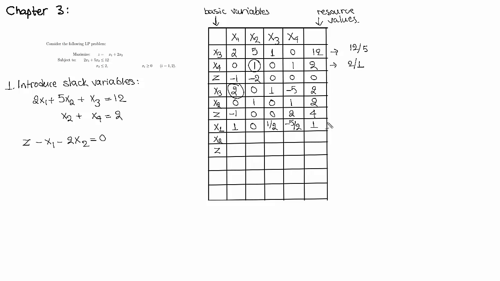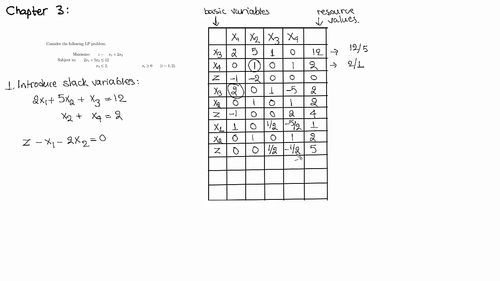Now the next one, we want it to be 0 in that column, and it is a 0 already, so we're going to leave this row exactly as it is. And now for the other one, we can just add the Z row with the new X1 row that we have there. So this is going to be 0, 0, a half. 2 plus minus 5 over 2 is minus a half. And this is 5.